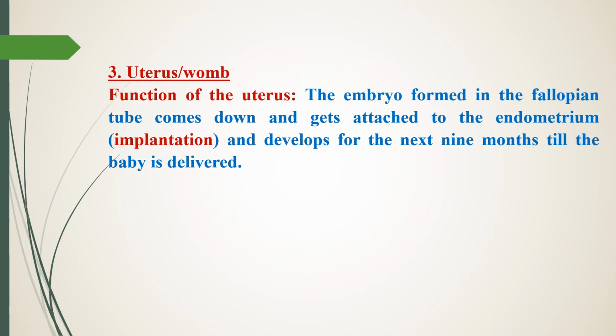Fallopian tubes unite into a bag-like structure called the uterus. And what is the function of the uterus or the womb? As we know, it is the site of the implantation of the fetus or the embryo. So the embryo formed in the fallopian tubes comes down and gets attached to the endometrium and develops for the next 9 months till the baby is delivered.